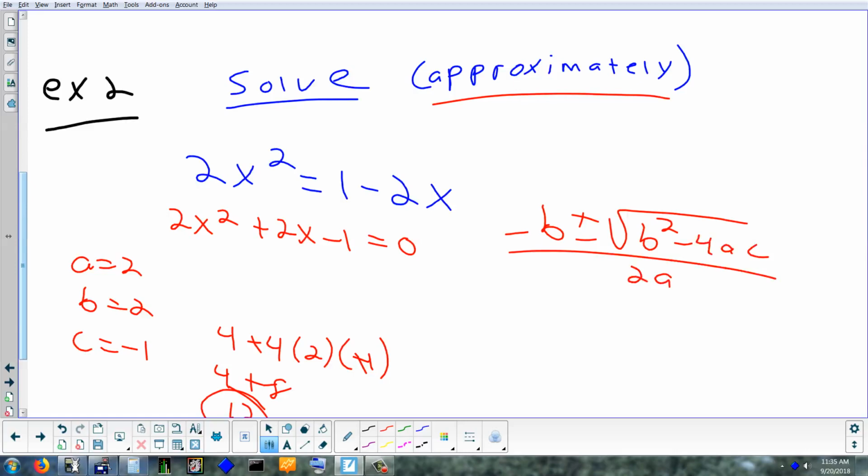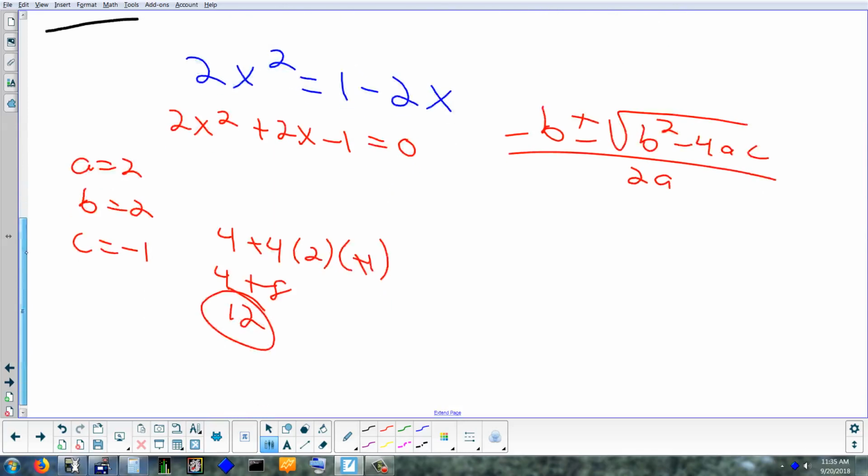If you want the exact answer, you've got to go through all of that. Yeah? How did that one turn into a positive? Because it was minus a minus. It was minus 4 times a times negative 1. So whenever you have minus minus, it becomes positive.